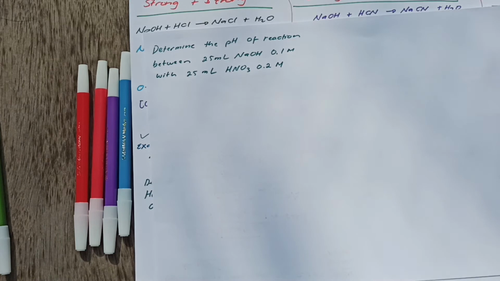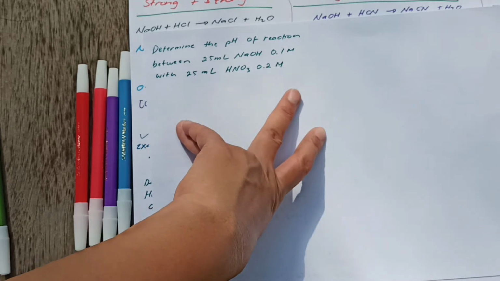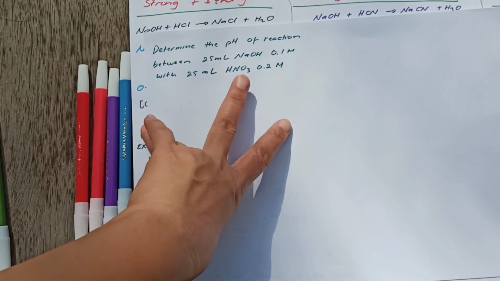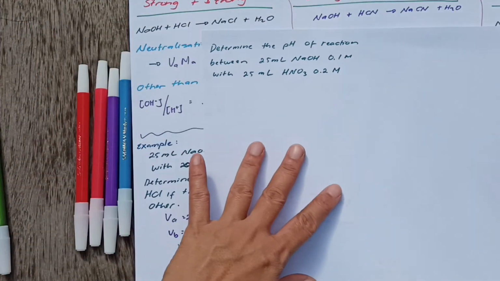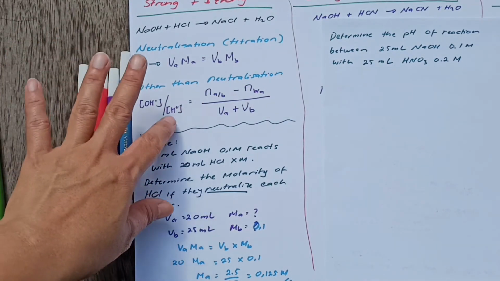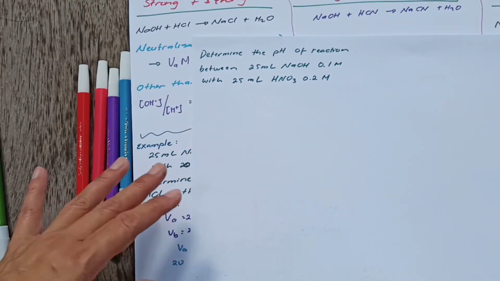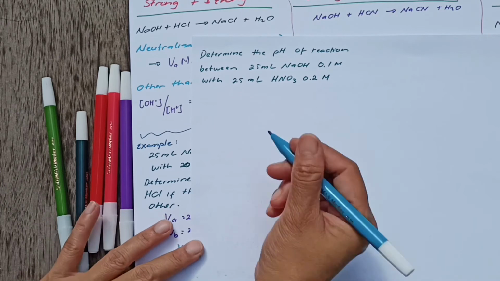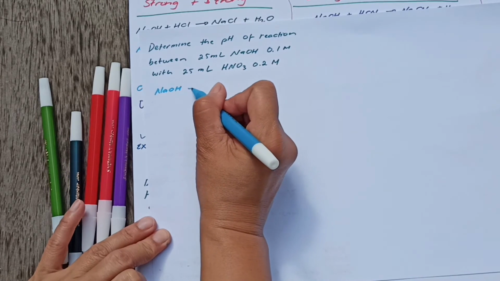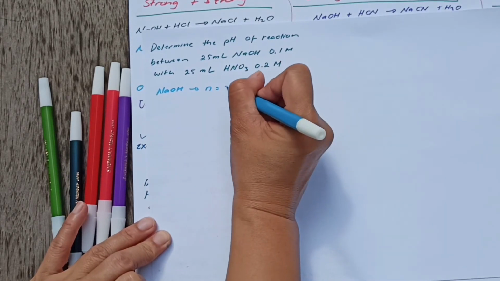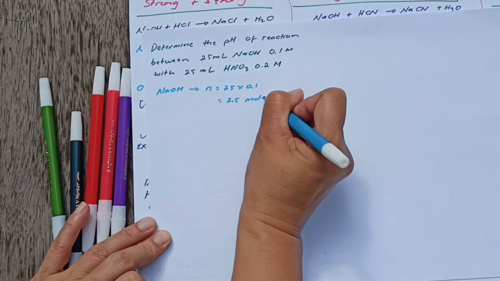Okay, next question. Determine the pH of the reaction between 25 milliliter of sodium hydroxide 0.1 M with 25 milliliter nitric acid 0.2 M. If you look at this, the question is in pH. You need to determine the OH or the H plus. Which one is it? You need to find the moles first. Let's start with the NaOH, the sodium hydroxide. The mole will be 25 times 0.1, which is 2.5.